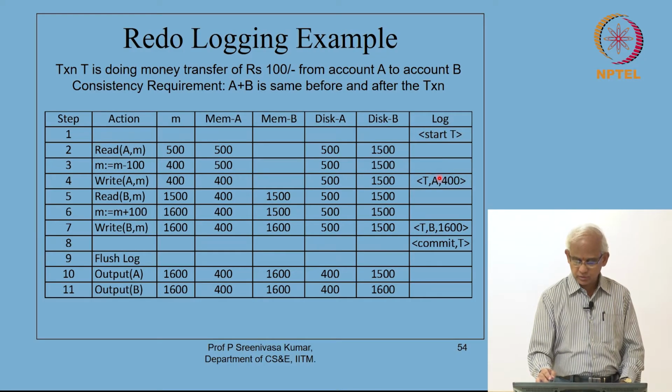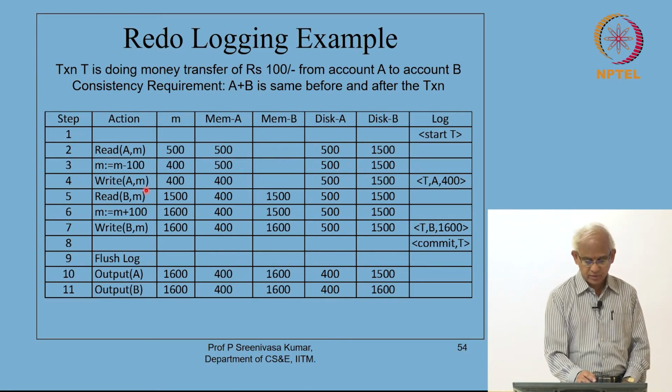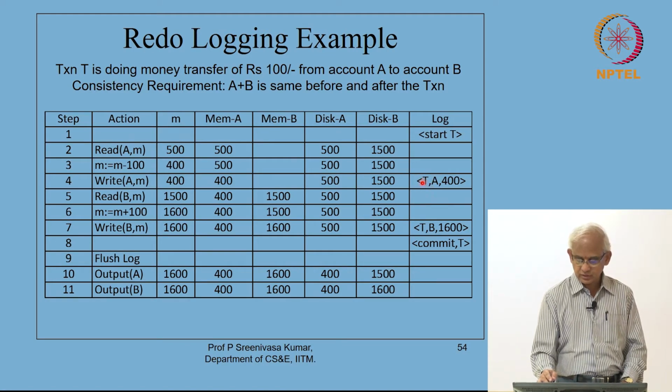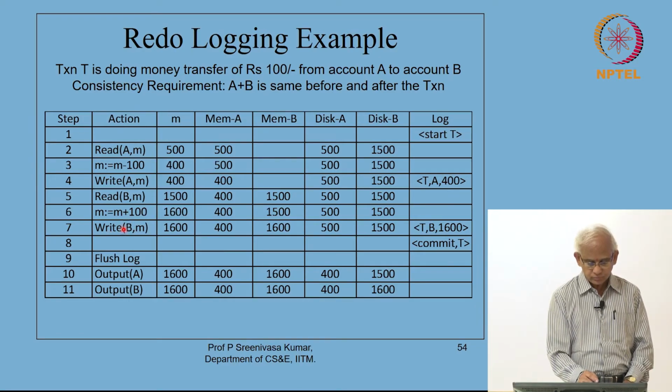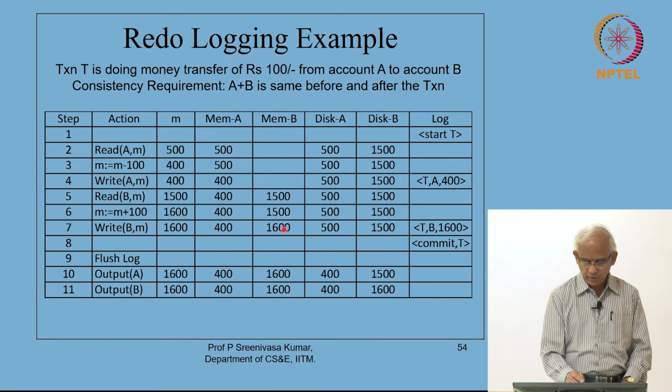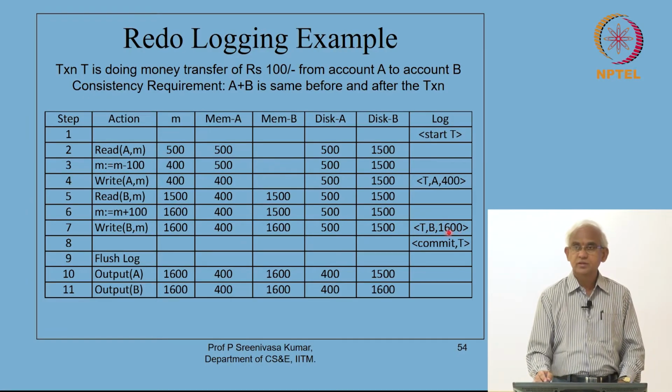The log records will now keep the new values. So, when write A has occurred, what we are keeping track of now is that the transaction T has changed the DB item A and the new value is 400. So, that is what the log entry will have. And then in a similar way, transaction T has changed the item B and its new value is 600.